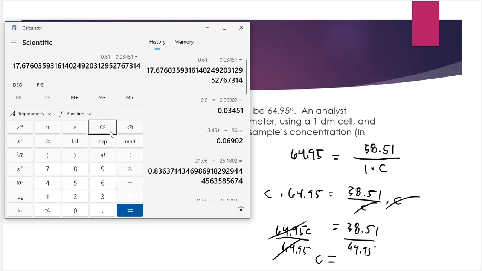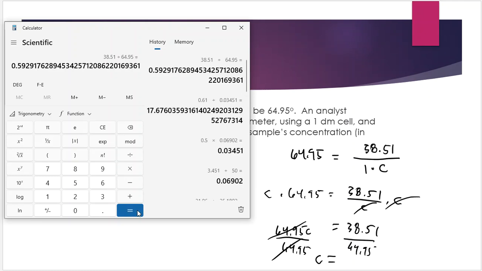So we'll key that into the calculator: 38.51 divided by 64.95, and we'll hit enter. Ta-da! So we get a concentration, as far as grams per mil goes, of 0.59, and we'll keep, I don't know, 3 digits. So 0.593.